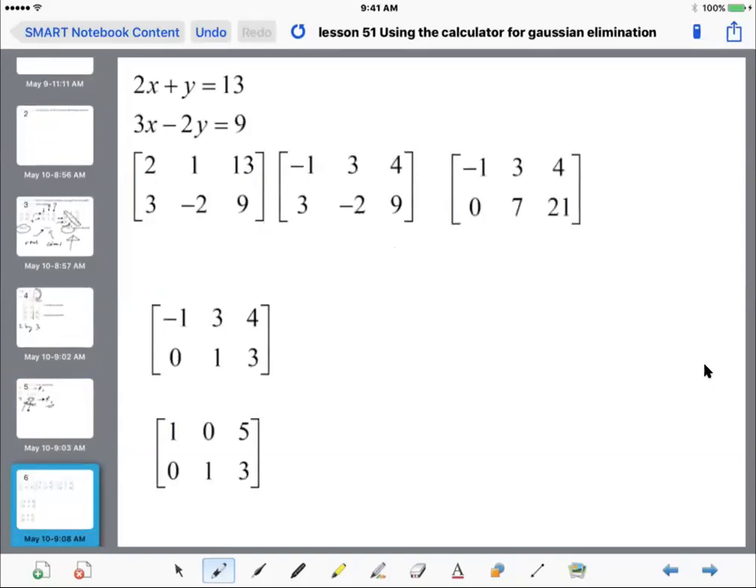Okay, now I'm going to show you how the elementary row operations work. Now there's, what's going on here? Hold on a second.